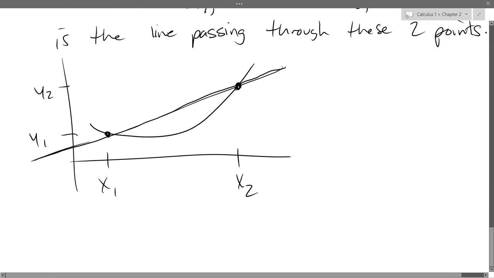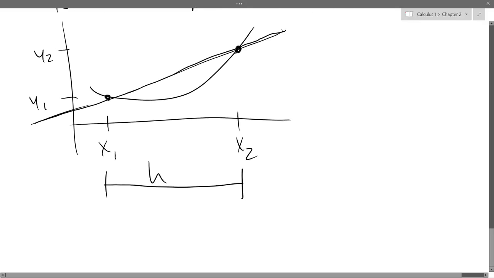We called this distance right here h, and x2 you could think of as x1 plus h for other notation.